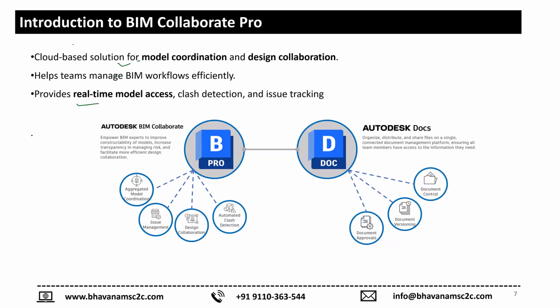We can access our models, okay, and we can perform clash detection beforehand. If I have to perform the clash between architectural and structure, we can perform clashes, and issue tracking. If I have any issue in my model, I can raise it to a concerned person. Okay, here you can see we have the BIM Collaborate Pro, and this is our Docs. Docs will always be your unified platform. So it is a single source of truth, what we can say.